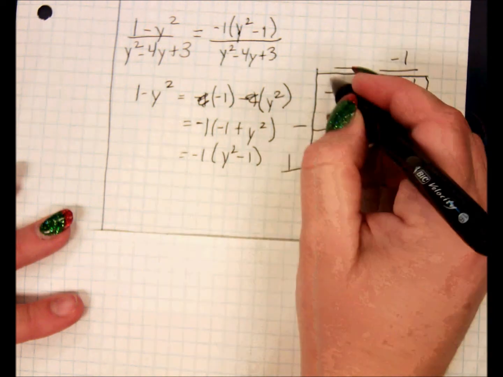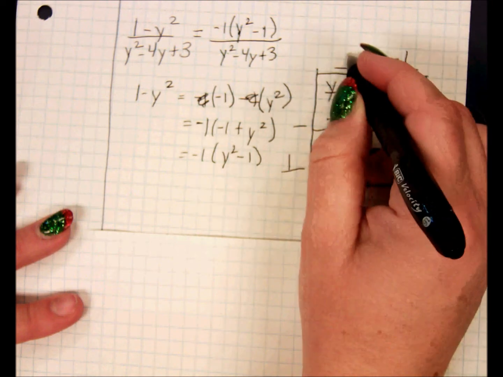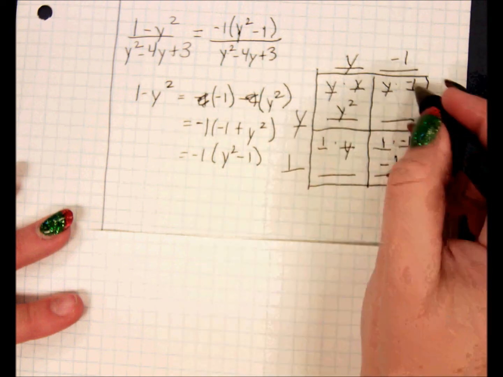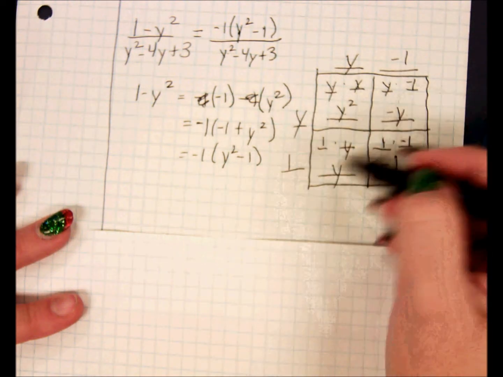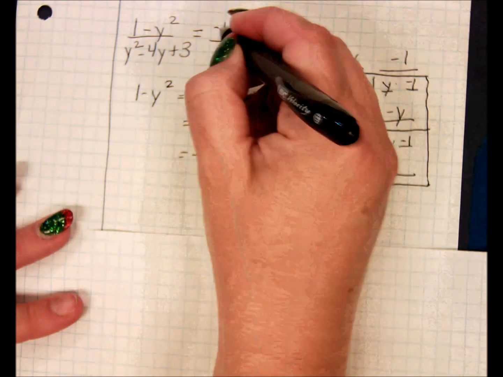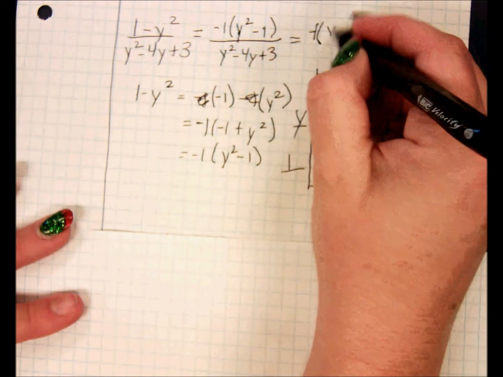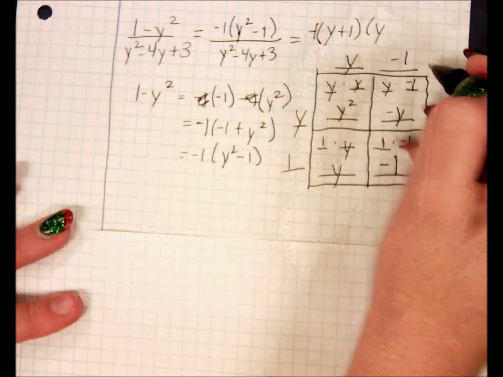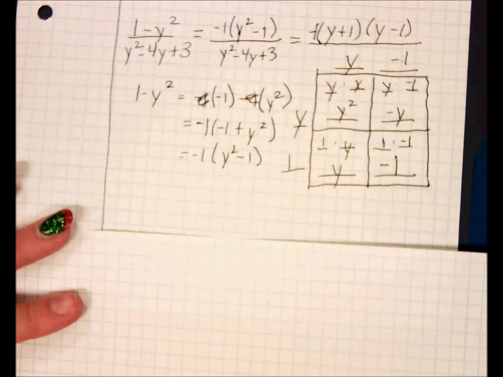Y squared is y times y. So if we keep this column the same, y, and we keep this the same, y. When we multiply here, we get negative y, positive y, and when you add those together, you get 0. So we're on the right track. Now, we've got negative 1 times y plus 1, because it's a positive 1, and y minus 1. And that is completely factored. I don't have to worry about anything else.